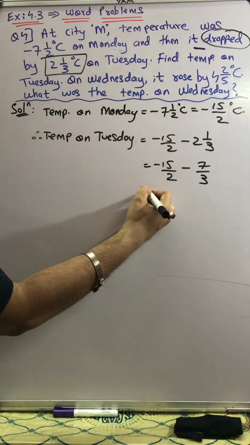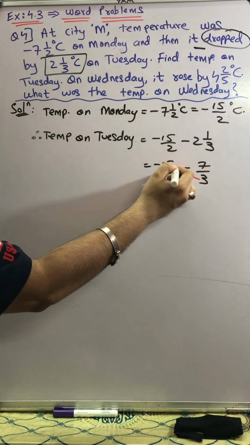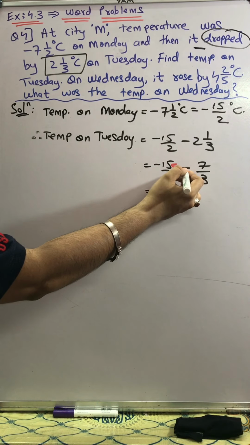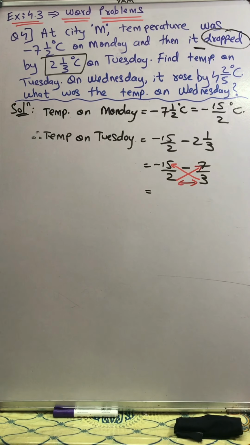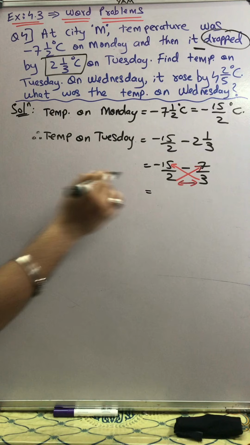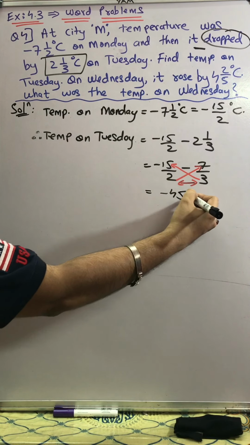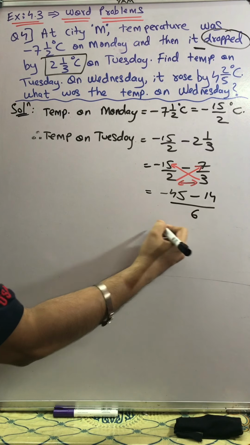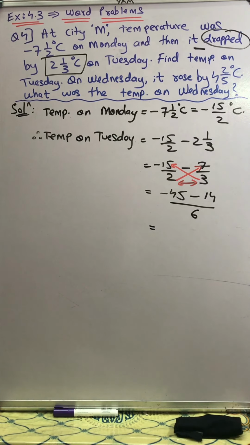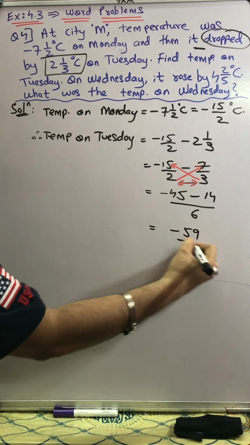How to solve this, you all know. First, this 3 will be multiplied with this -15. By default the minus will be in the middle. 2 will be multiplied with 7, and in the denominator both will be multiplied with each other. Let's do it. 3 multiplied by -15 gives me -45, minus 2 sevens gives me 14, upon 3 twos gives me 6. Now minus becomes plus. So -45 minus 14 becomes -59 upon 6.